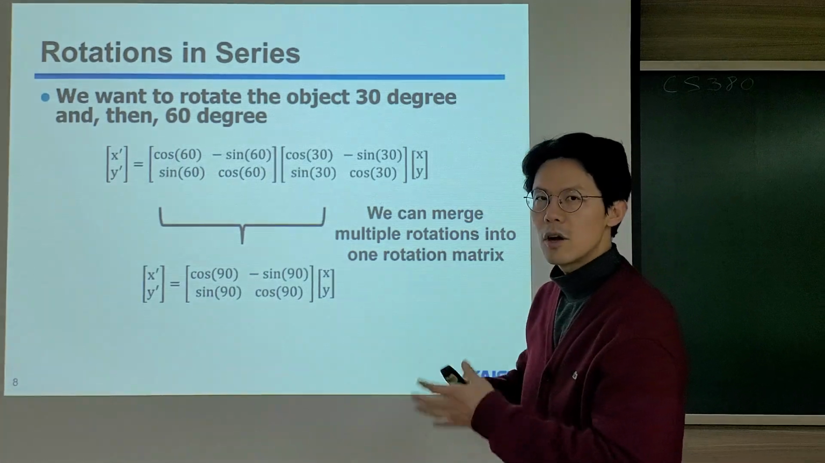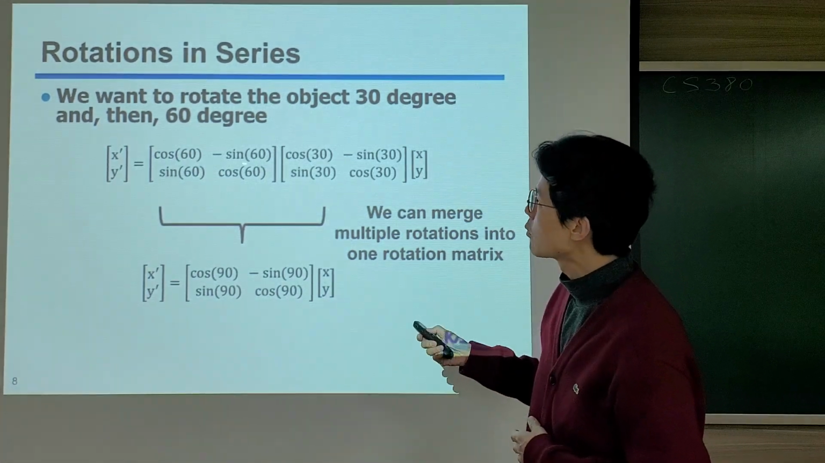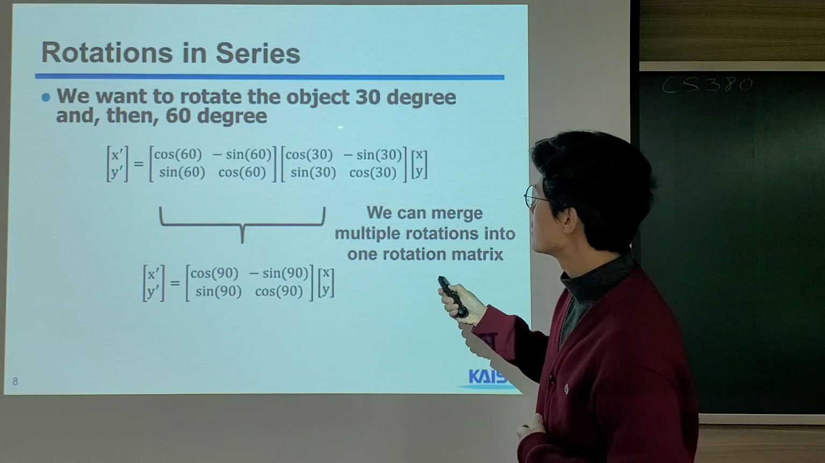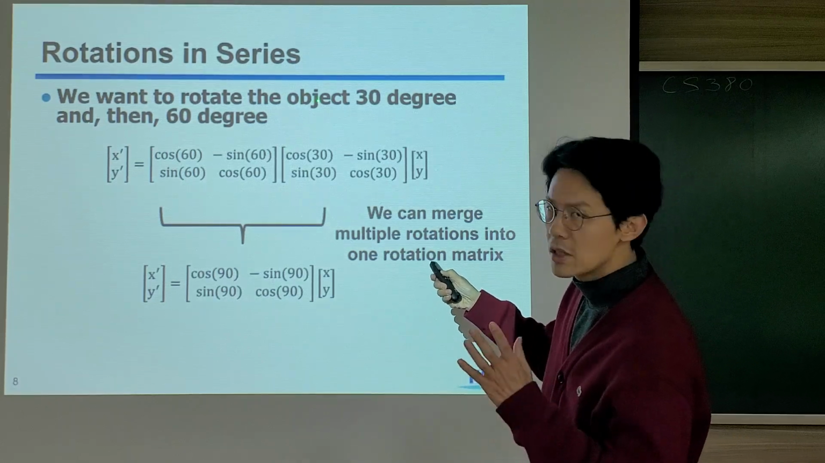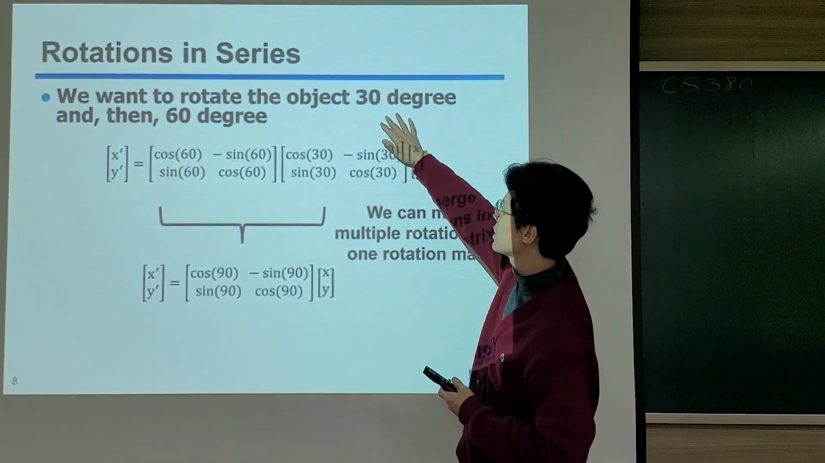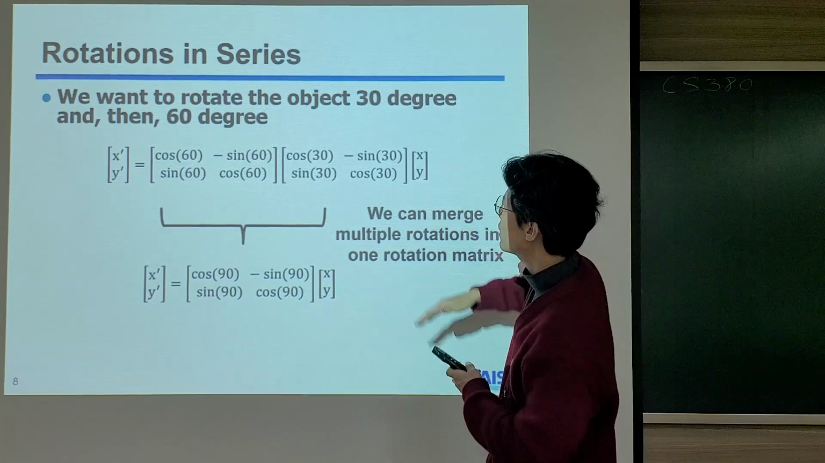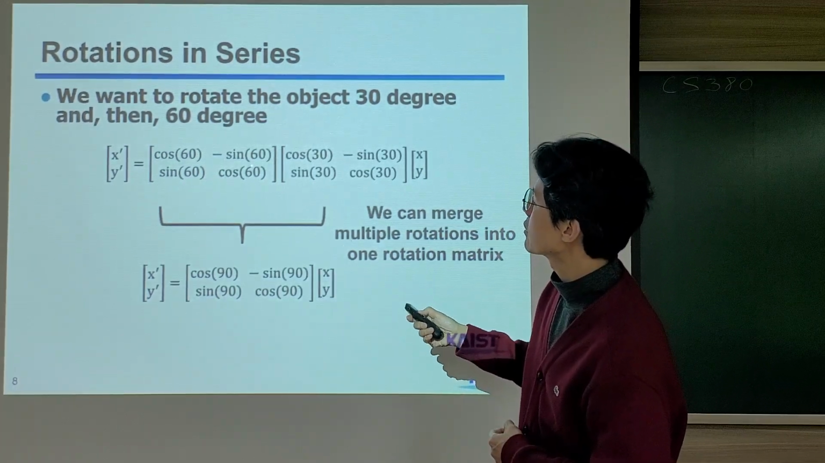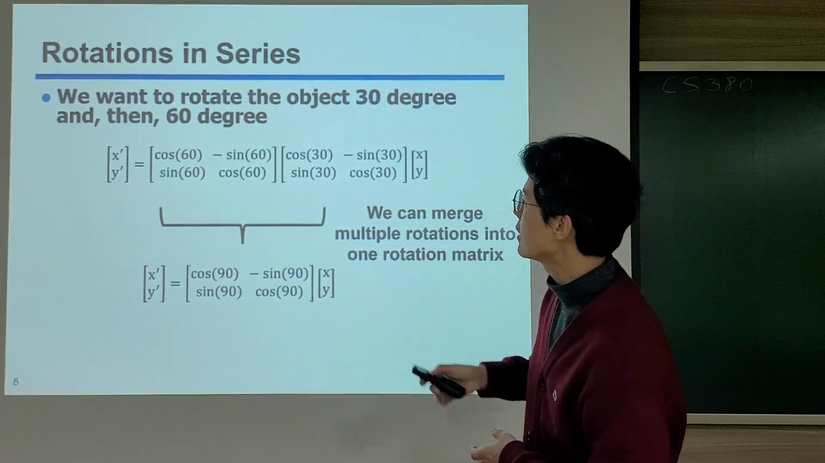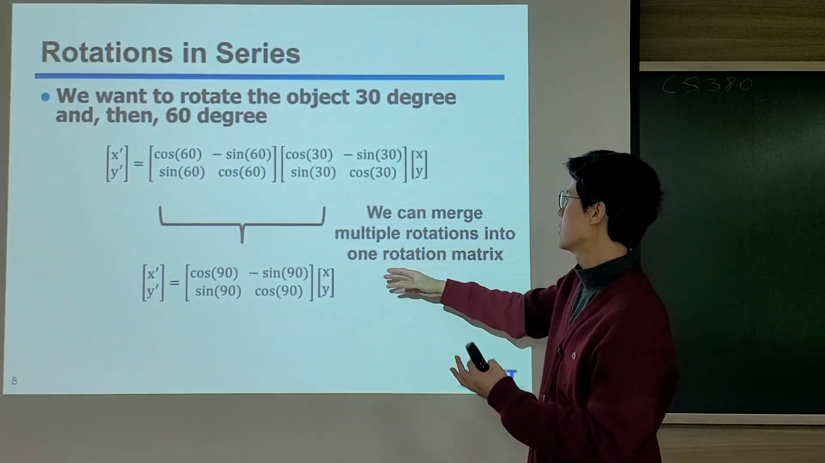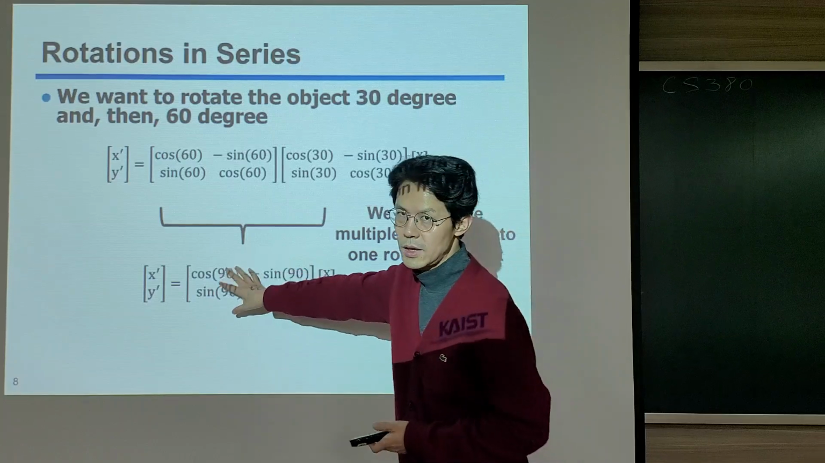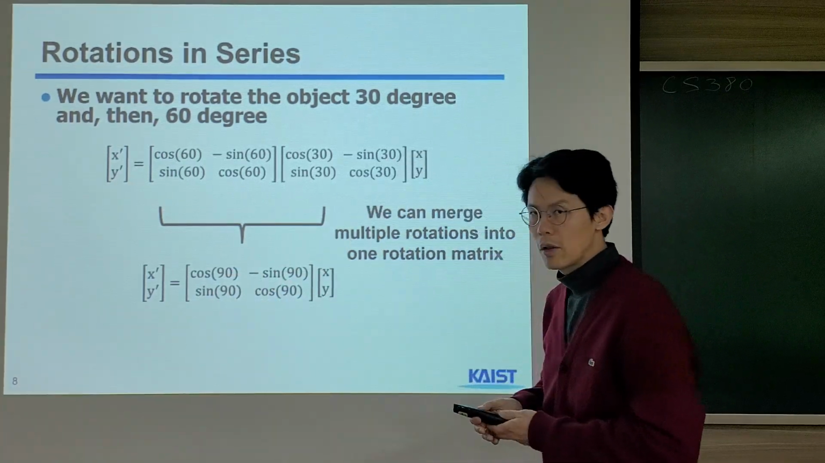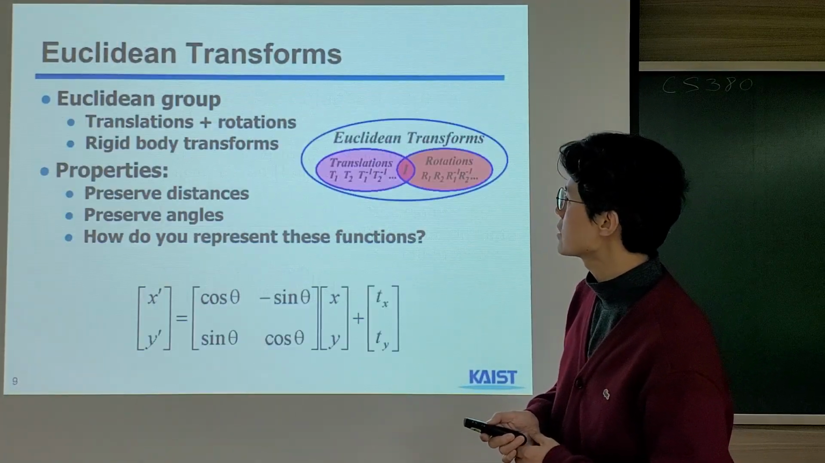So we can apply the rotation again and again, right? We can rotate the object 30 degrees, like this. Initially we assume the object is represented by some vertex x and y. Apply 30 degrees to rotate it, and then another 60 degrees, right? Then obviously we can merge these multiple rotations into one rotation like this. This is the very well-known property of matrix multiplication.